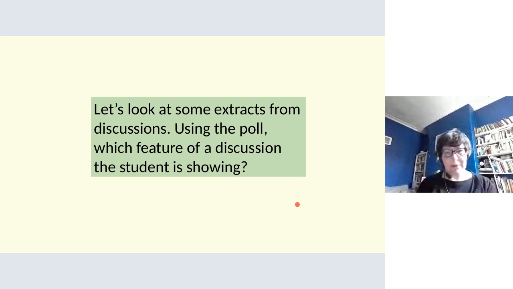And what I'd like you to do, again, using the polls, is to tell me what you think the student is doing in that bit of writing. So, remember, in your discussion, you compare with the literature. You try to say what you think your results mean. And you also need to try and explain why you got those results. So, as I say, there's 3 of them.